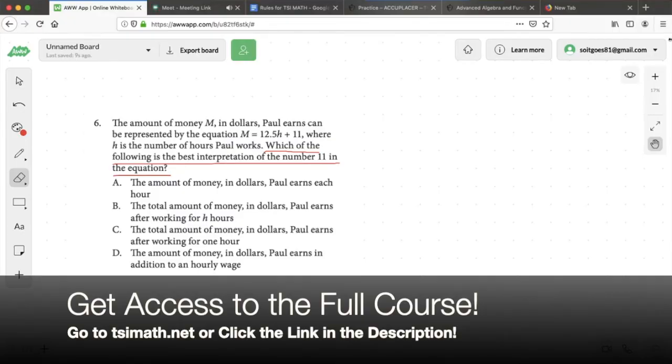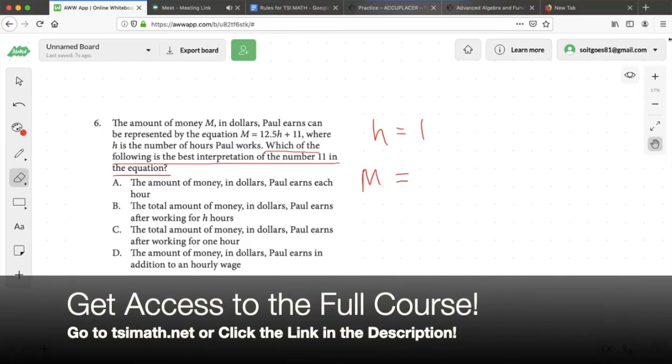So let's plug in a 1 for H. We'll make H equal 1. It means Paul's working 1 hour. And M is the amount of money he makes. So we're about to find out how much money he makes after 1 hour. So what's M equal when H is 1? How do we find that out?